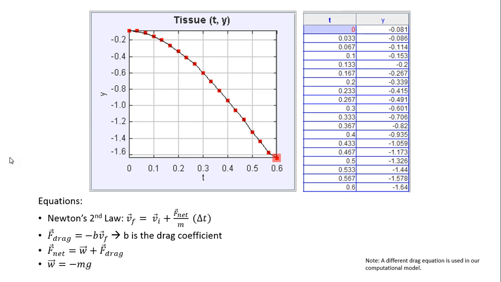Here's the actual graph and data that I've obtained from my tracker video. The important equations to note are, again, Newton's second law, v final equals v initial plus F net over mass times delta t, as well as the drag equation of negative b times final velocity. Again, this equation is not the one we will be using in our computational model, as well as net force equaling the weight force plus the force of drag, as well as weight equaling negative mass times gravity.